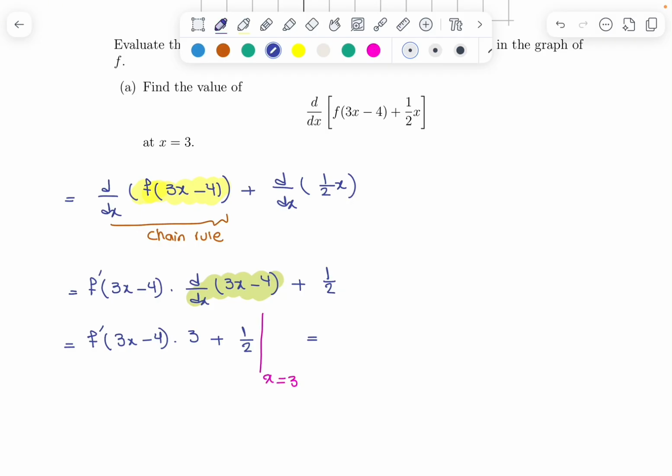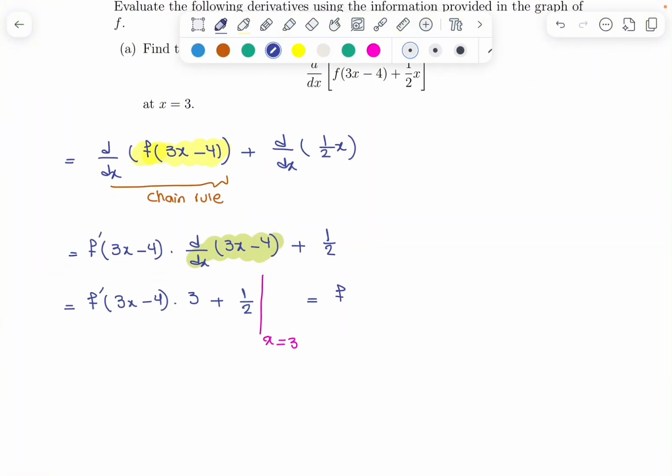So therefore, if you plug 3 for x, you will get f prime at 3 times 3, which is 9, minus 4, times 3 plus 1/2. That is f prime at 5 times 3 plus 1/2. So now you must find f prime at 5.